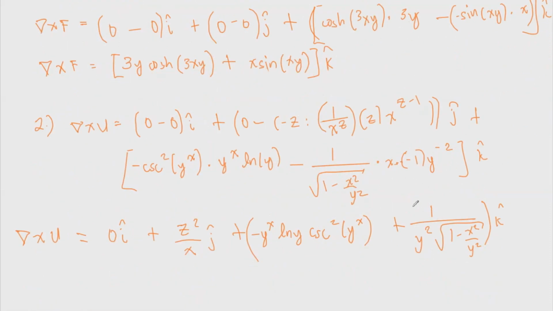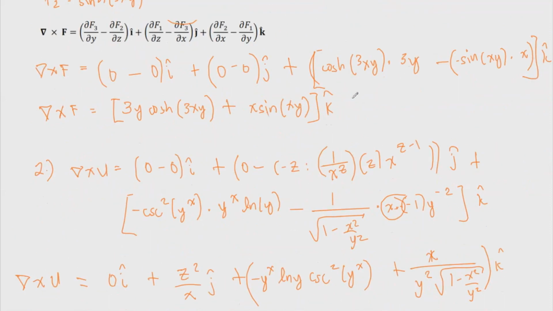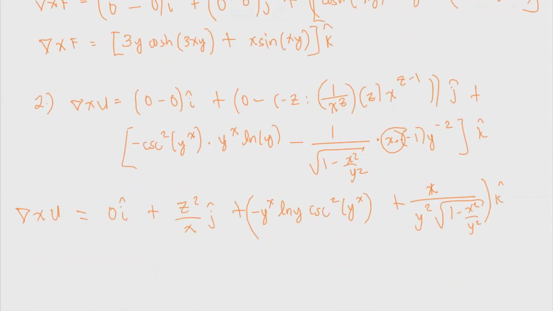Let me see it. Okay, I actually forgot to write x. We also have x here, so we have x. Okay, and then this matches up, I think, x y squared. And then okay, so that's it for our curl.